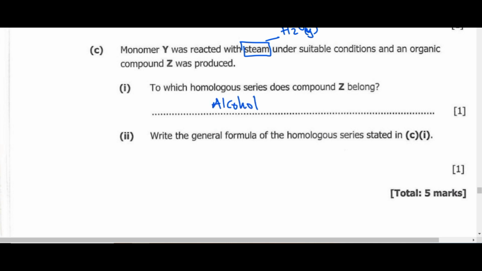So the homologous series that compound Z belongs to is alcohol. Write the general formula for the homologous series stated. So we write the general formula. You find that the general formula is very simple. So make sure you commit to these formulas so that it is very easy for you to understand. So that is the formula there.